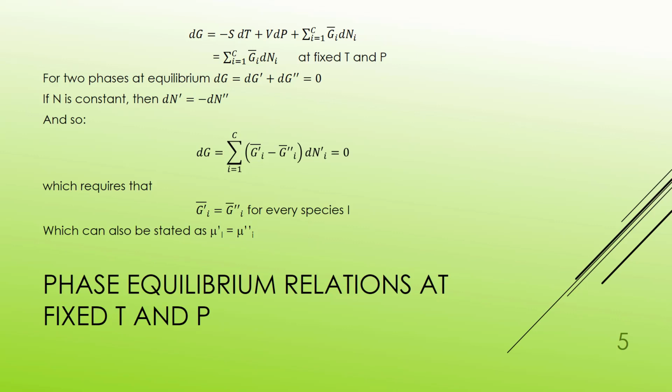And I end up with that the partial molar Gibbs energy of the two phases must be equal for every species i in order to guarantee that dG is 0 at equilibrium. We also frequently state this as that the chemical potentials of the two phases will be equal for every component at equilibrium. So these are our primary criterion for phase equilibrium. We usually do it in terms of the G variables, constant temperature, pressure, and partial molar Gibbs energies for every species.